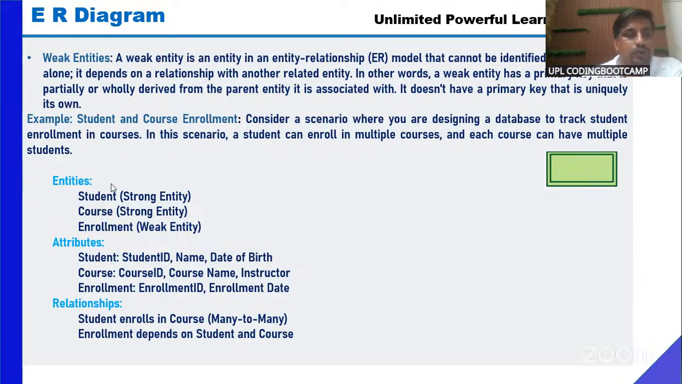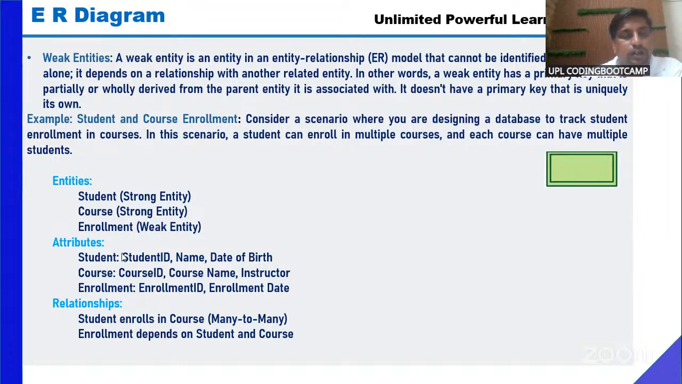So that's why it is weak compared to the strong student and course. If student is not there, there is no concept of enrollment. If there is no course, there is no concept of enrollment. Such entities we call weak entities. Now, if you look at the student as an entity, you have student ID, name, date of birth. So all three pieces of information you can visualize. And also course ID, course name, instructor name or faculty name. When you combine this, enrollment ID and enrollment date.